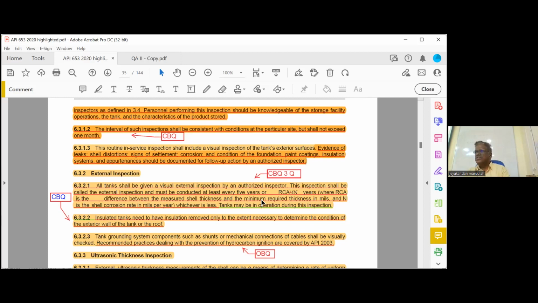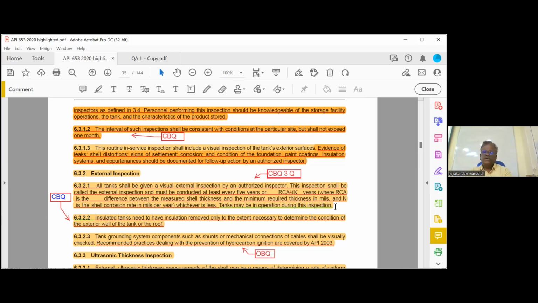That is called remaining correction allowance. And N is the shell correction rate in mils per year, or you can take inch per year. Please remember all the units should be the same. Remaining correction allowance, if you are taking an inch, this also you have to take in inch. That is mil, this also mil. Whichever is less, the tank may be in operation during this inspection.